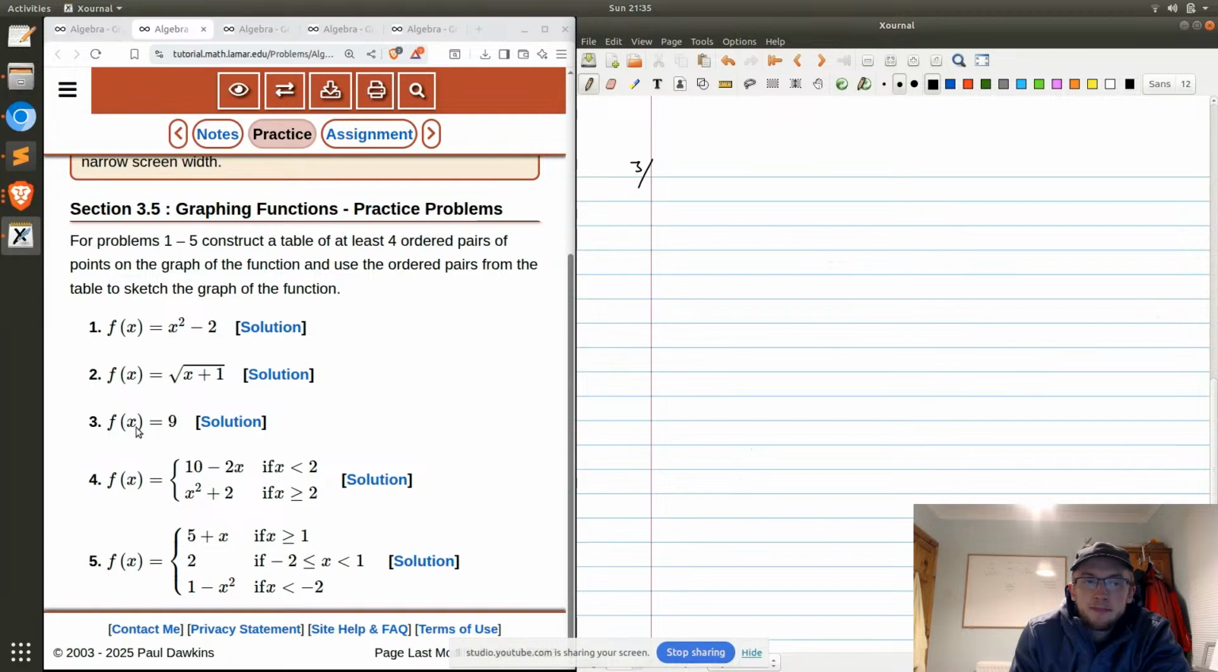In problem 3, we understand that this is a constant function. It only and exclusively outputs the number 9. So in my xy table, I can include these 5 values, but it will just simply be 9 in all the y coordinate entries.